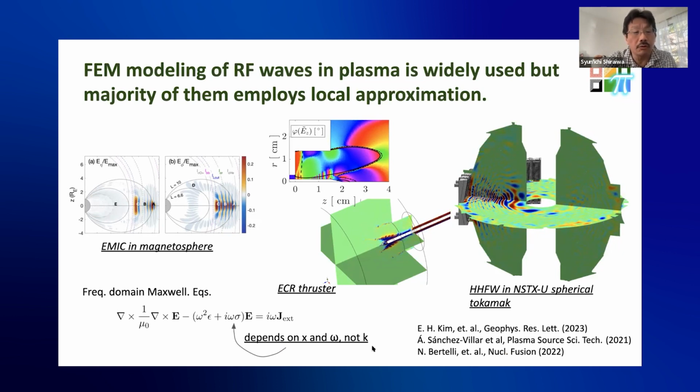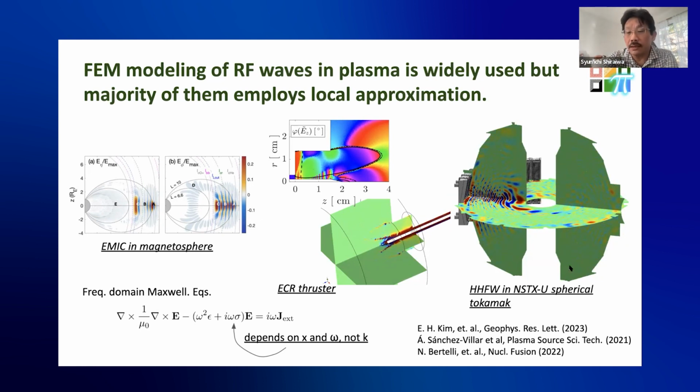The leftmost one is an electromagnetic ion cyclotron wave in the magnetosphere. Basically we have the planet here, the magnetic field is this shape, and the wave field is excited here due to something like solar wind. The middle one is an ECR thruster simulation, done by Alvaro Sanchez in our group. He did the earlier work when he was in Spain using MFEM in 2D simulation, and recently he also expanded to 3D simulation.